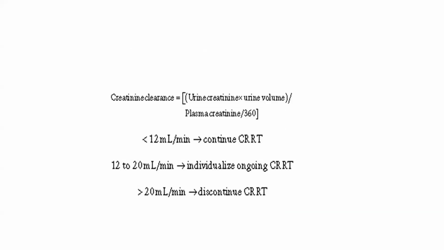The creatinine clearance is calculated by urine creatinine times urine volume upon plasma creatinine upon 360. If it is less than 12 ml per minute, continue CRRT. If it is 12 to 20, individualize ongoing CRRT. And if it is more than 20, then discontinue CRRT.